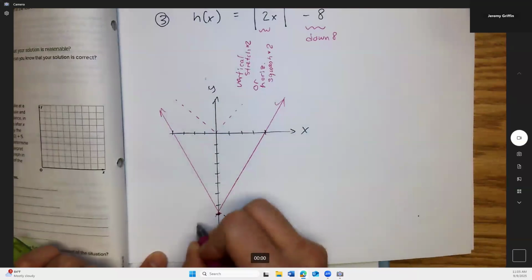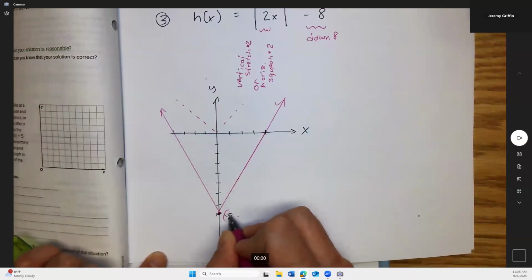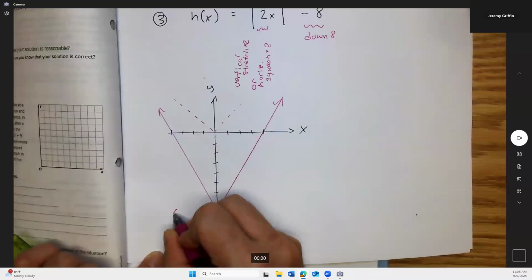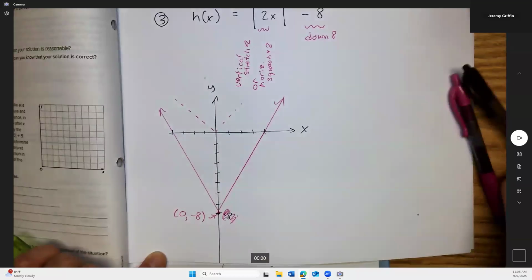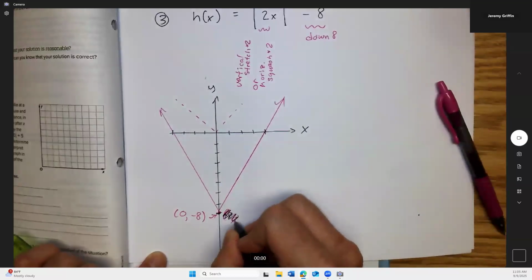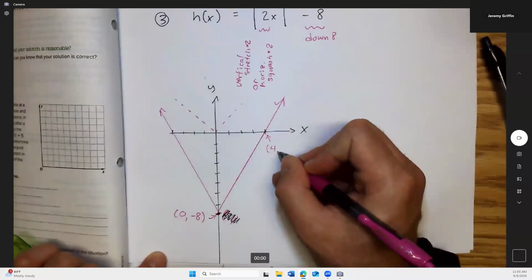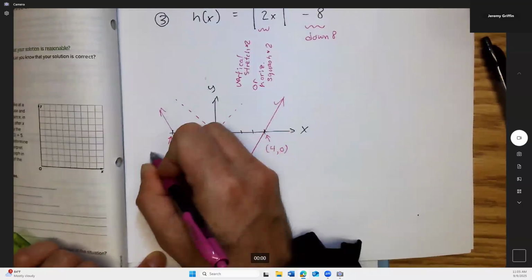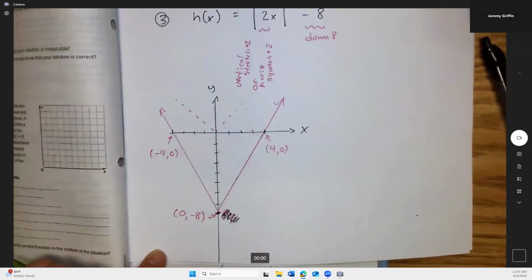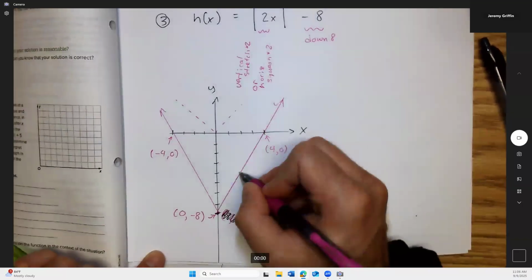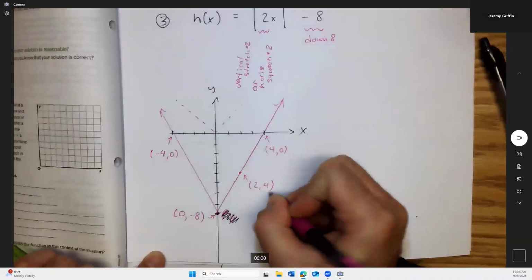So I'm making the claim that there's a point here at 0, comma -8. That's what it meant. Maybe it's the y value, whatever. I think there's a point at 4, comma 0, and I think there's another point at -4, comma 0. So those 3 points should show up. How about the point 2, -4? We'll test all those out.